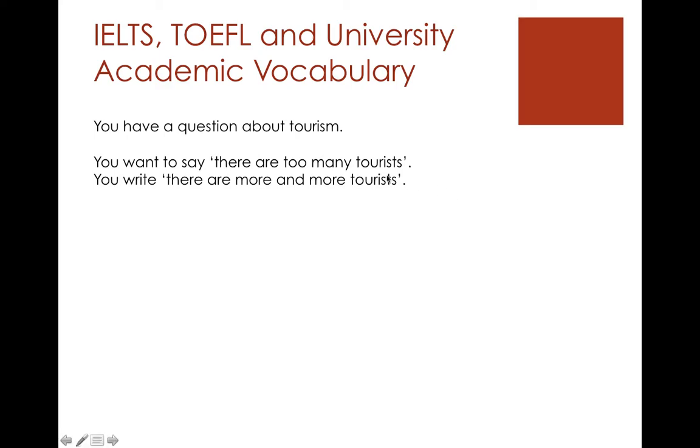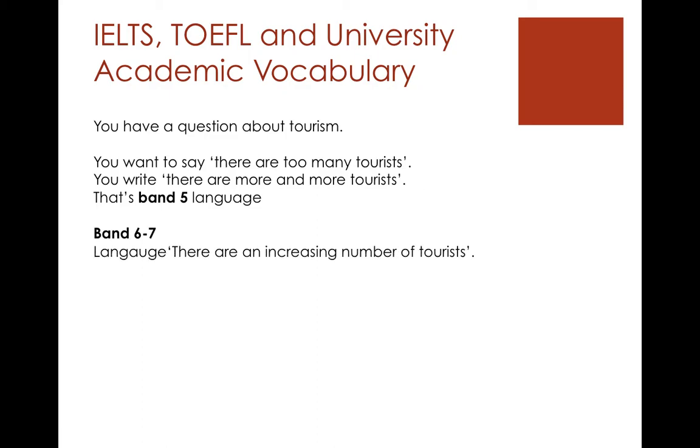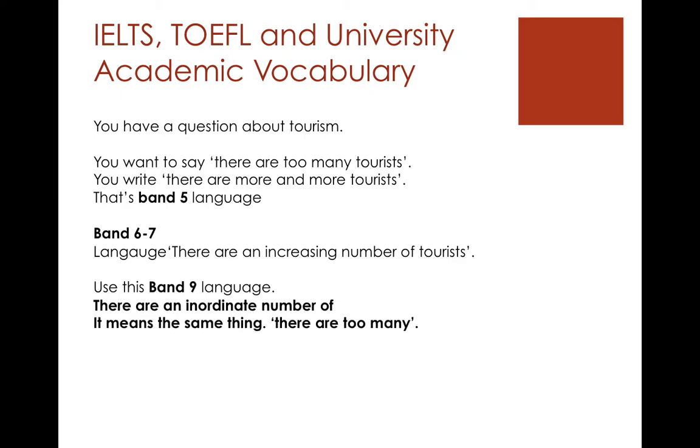you write there are more and more tourists. This is band 5 language. Band 6 or 7 language is there are an increasing number of tourists. And band 9 language is there are an inordinate number of. This means there are too many.